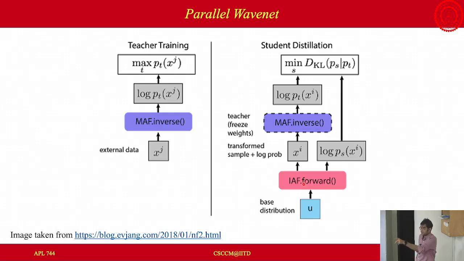No, train the left one first. First you train this whole model and freeze it. Then you come here and then you only train this one. And because there is no IAF backward, you are fine. And because there is no IAF inverse, you are fine. And because there is no MAF forward, you are fine.